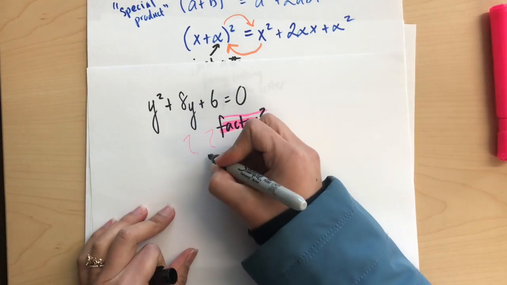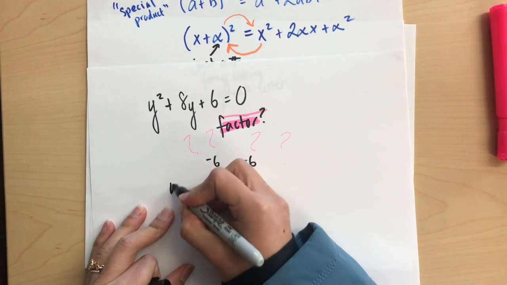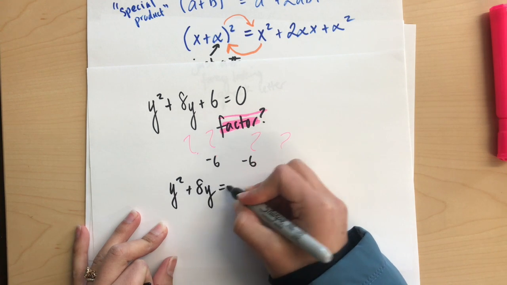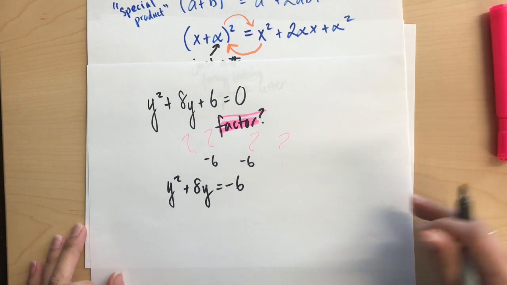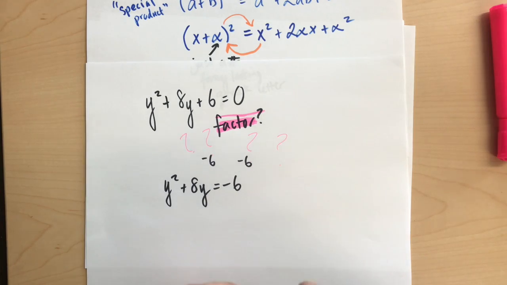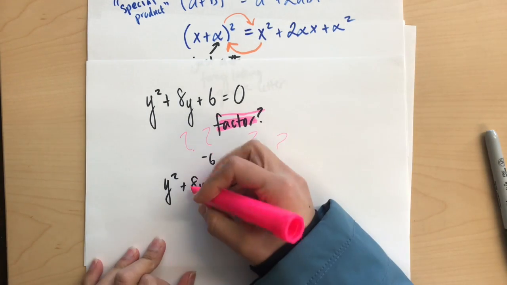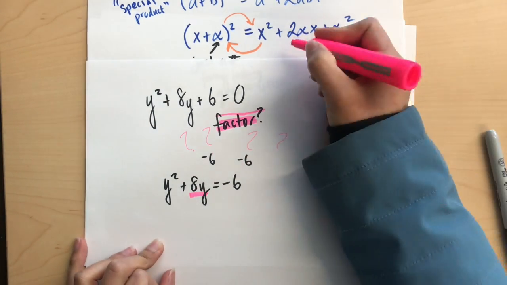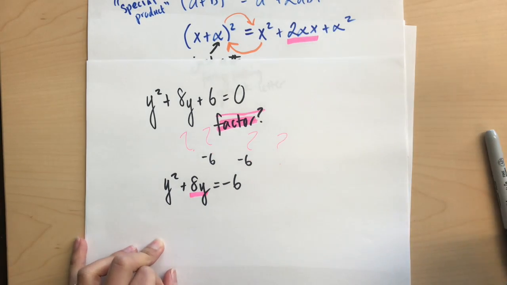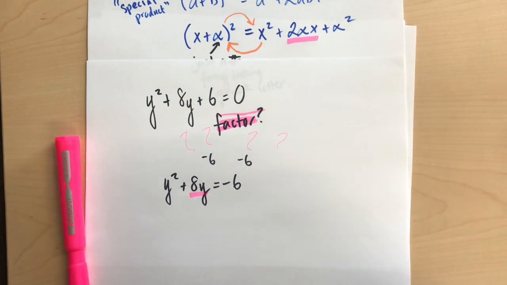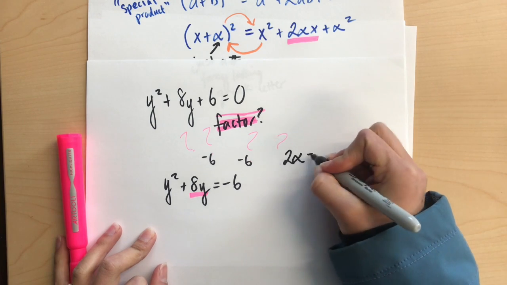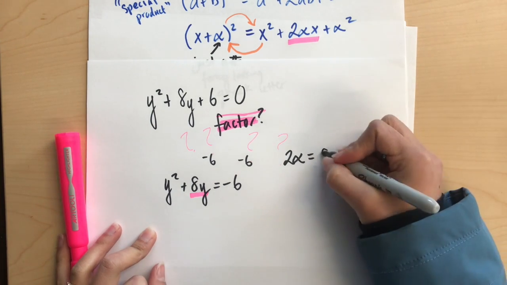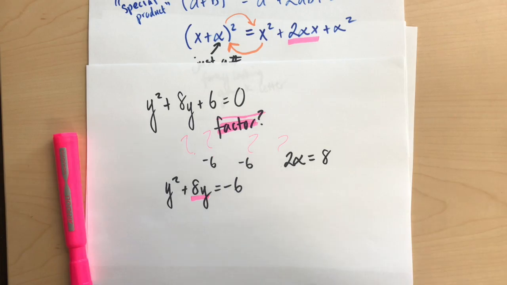Now, the first thing I'm going to do is move the 6 out of the way, to the other side. Any numbers, you're going to want to move to the other side as a first step. And now I'm going to look at this 8y term. I want to set this equal to that 2 alpha x term, because I'm trying to get something in the form of x squared plus 2 alpha x plus alpha squared. So 2 alpha is equal to the thing in front of the y, which in this case is 8.